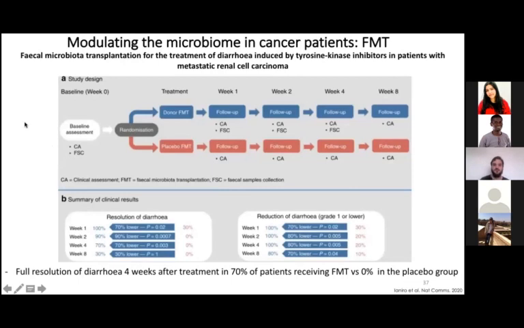And these are other applications of FMT. So this is another application of FMT, where the authors looked at doing FMT in patients so that they would stop having diarrhea. A big problem of tyrosine kinase inhibitors, TKIs, for renal cell carcinoma, is that a lot of the patients have very severe diarrhea, so much so that sometimes they have to stop the treatment just because of how severe the diarrhea is.